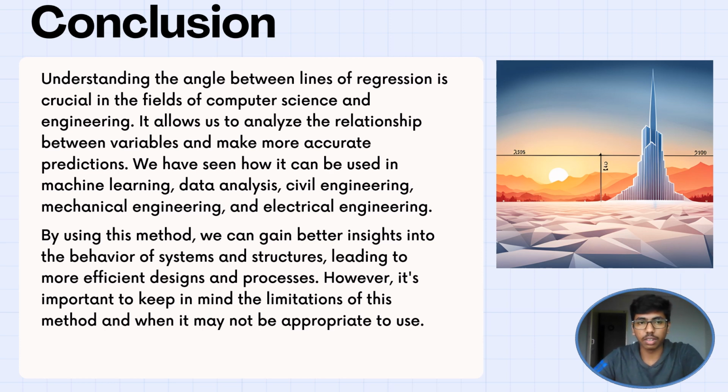Understanding the angle between lines of regression is crucial in fields of computer science and engineering. It allows us to analyze the relationship between variables and make more accurate predictions. We have seen how it can be used in machine learning, data analysis, civil engineering, mechanical engineering, and electrical engineering. By using this method, we can gain better insights into the behavior of systems and structures, leading to more efficient designs and processes. However, it's important to keep in mind the limitations of this method and when it may not be appropriate to use.